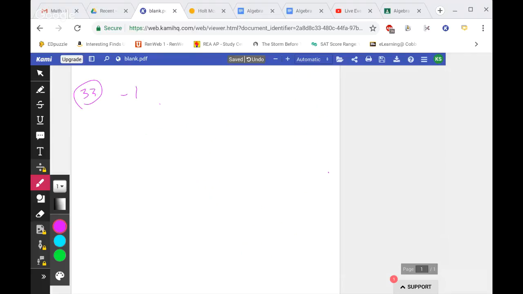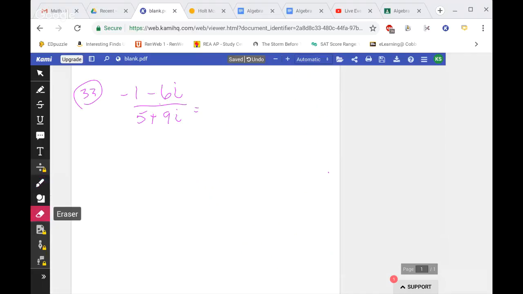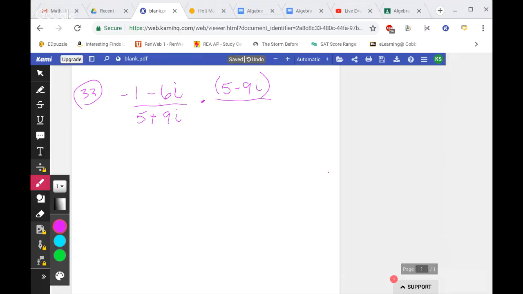Okay, and then we've got minus 1, minus 6i on the top, all over 5 plus 9i on the bottom. So the conjugate for this one is 5 minus 9i, because all you're doing is changing the sign in the middle. It's all based on the difference of two squares, so that middle term will cancel out. So the denominator is going to be really easy, but you actually have to FOIL the top.